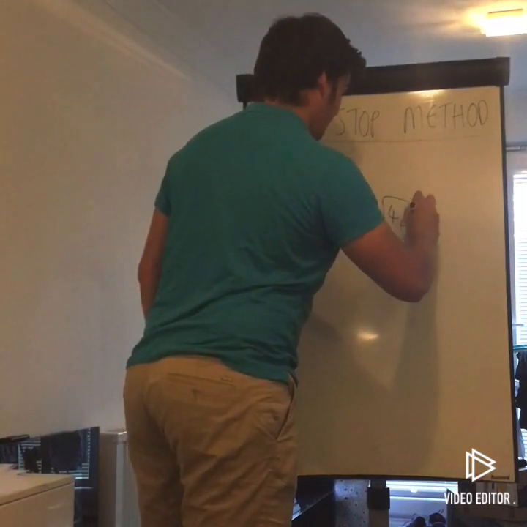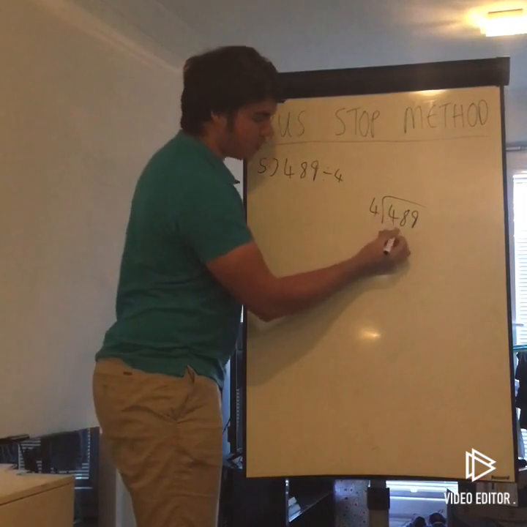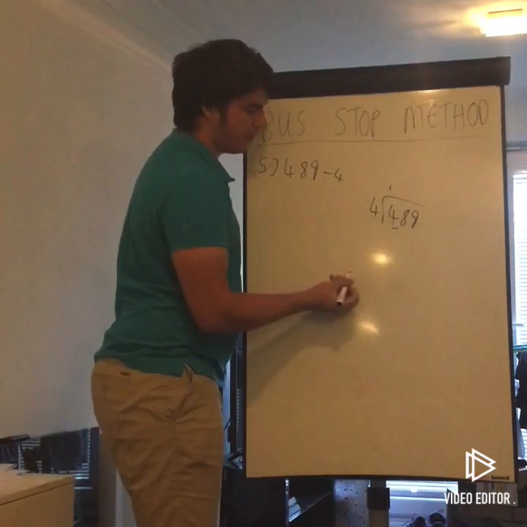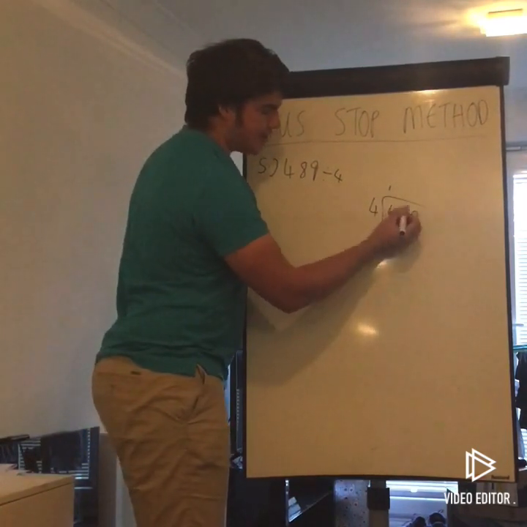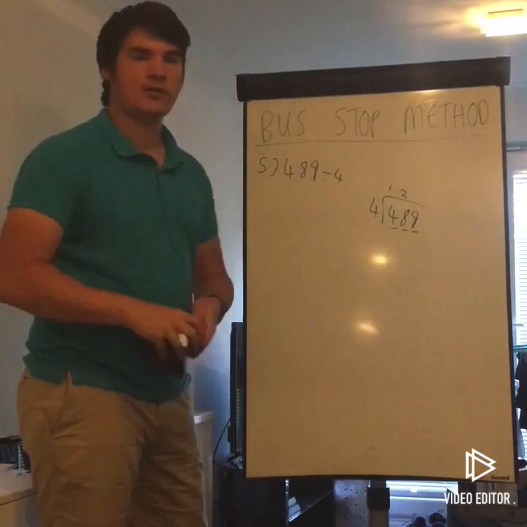489 divided by 4. Now, quite a nice start. How many 4s are there in 4? There's 1. How many 4s are there in 8? There are 2 of them. How many 4s are there in 9?